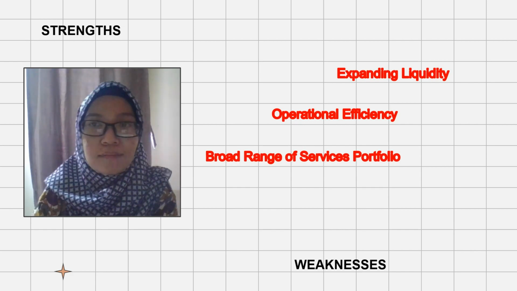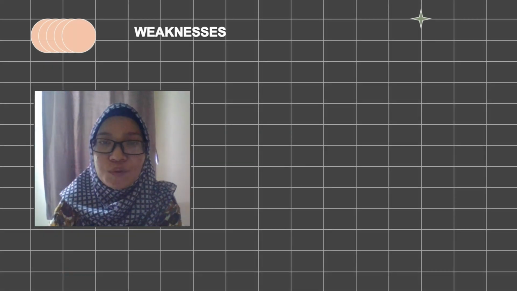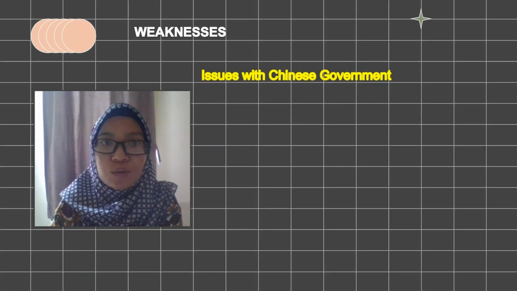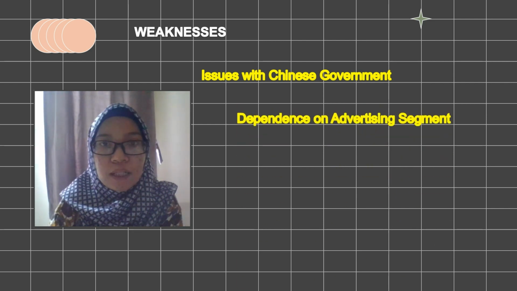Weaknesses that they need to improve: issue with the Chinese government, dependence on advertising segments, and loss at YouTube.